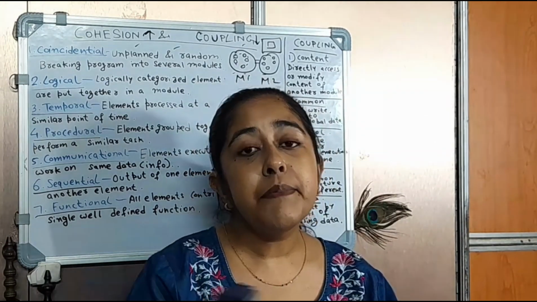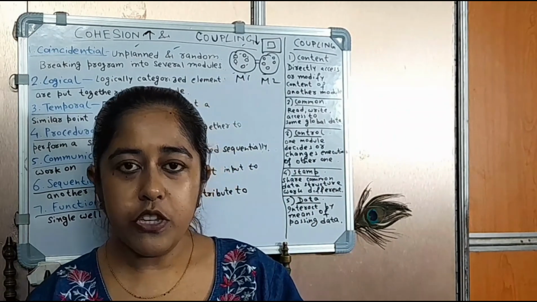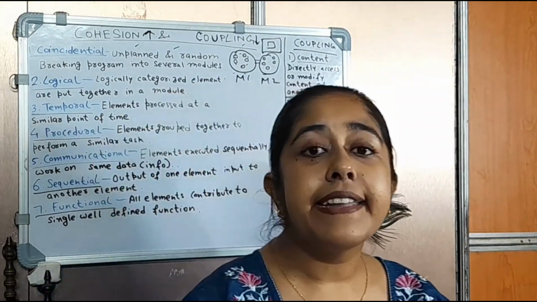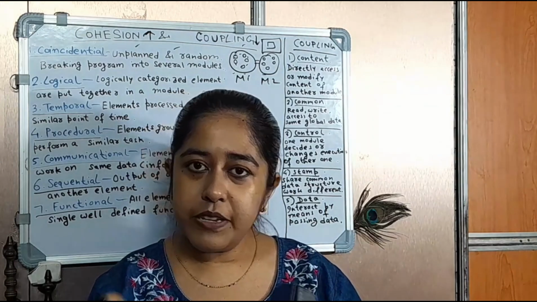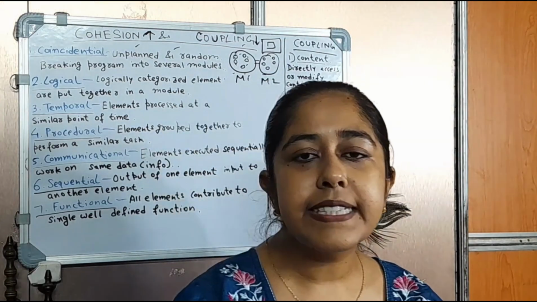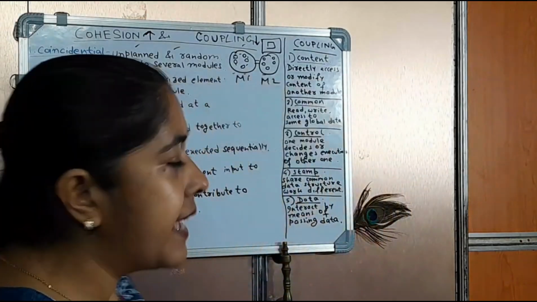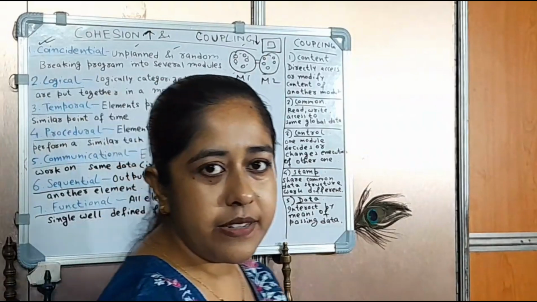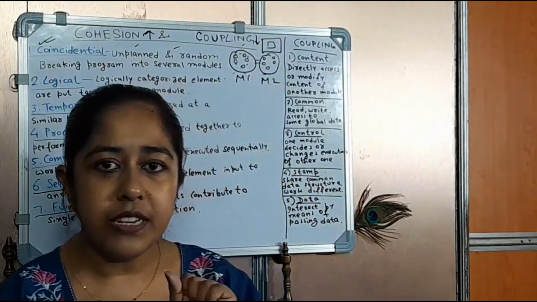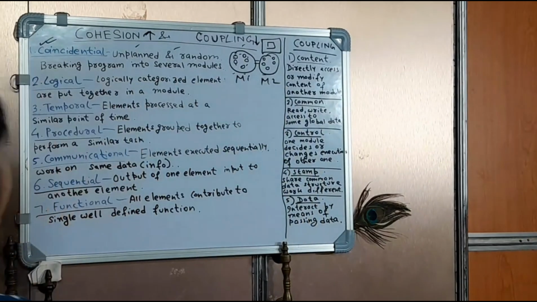So there may be any number of elements inside a module. Obviously it is unaccepted. It creates chaos for the programmers, so this kind of cohesion is generally unaccepted in our program design. This is coincidental cohesion, the first kind of cohesion in our cohesion types. Now the second type of cohesion is logical cohesion.